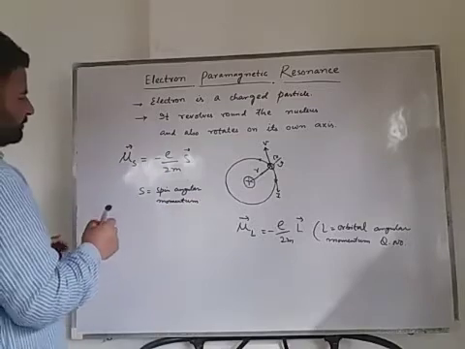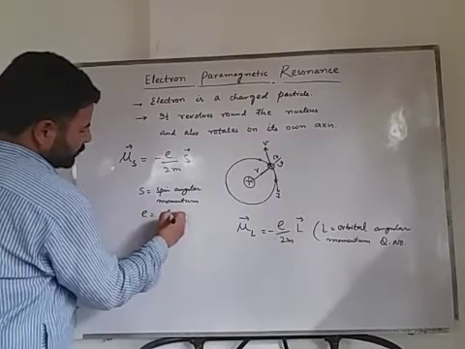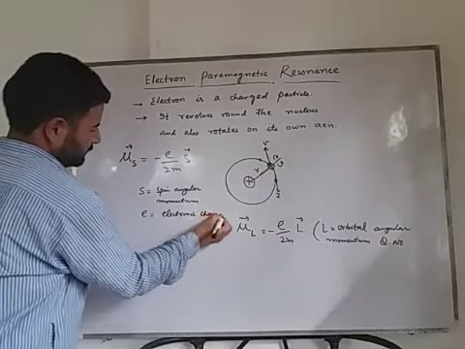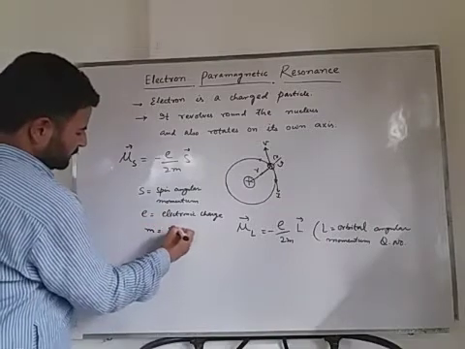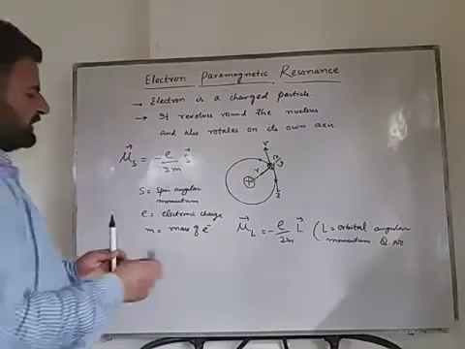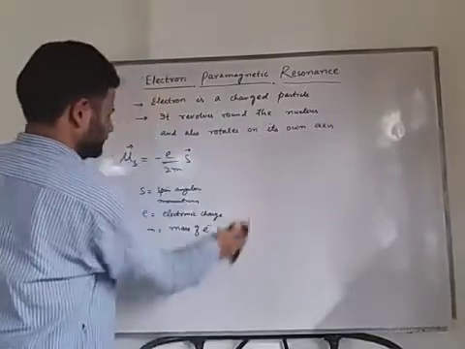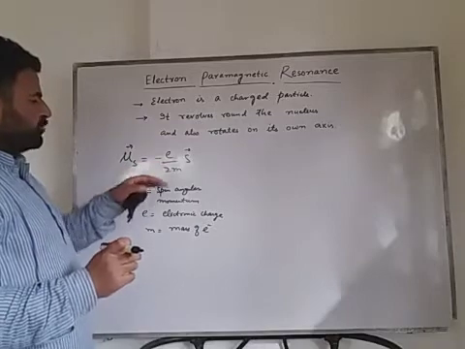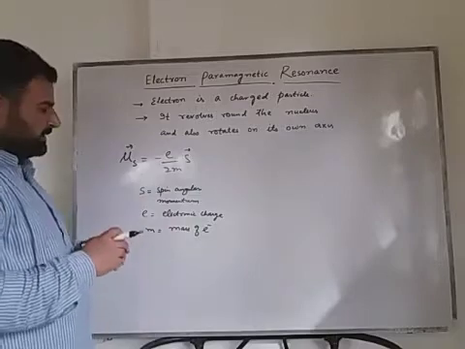Spin angular momentum, and e is electronic charge, that is 1.6 into 10 to the minus 19 coulomb, and m is mass of electron. So we got spin magnetic moment equal to minus e by 2m multiplied by the spin angular momentum vector.